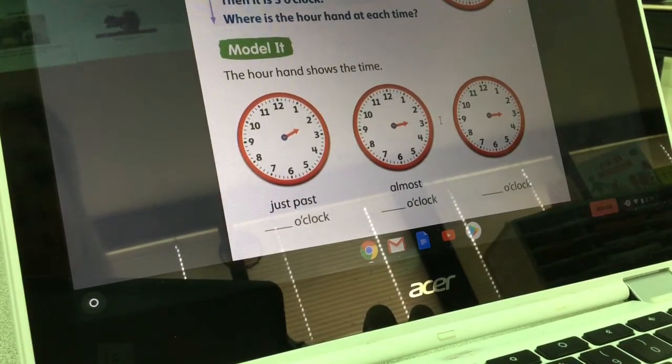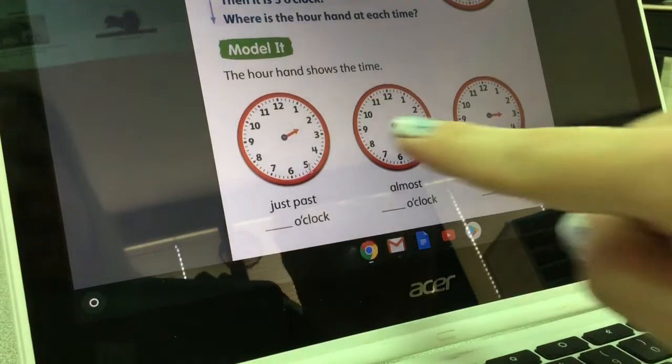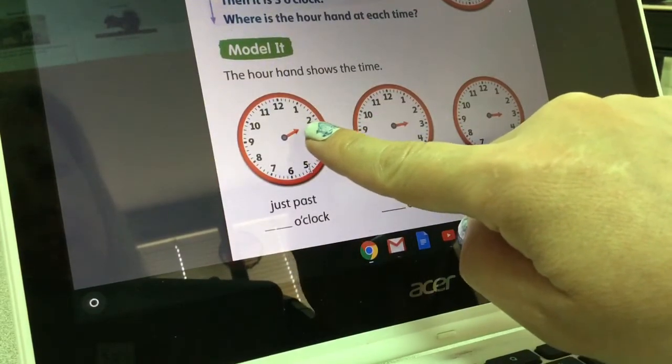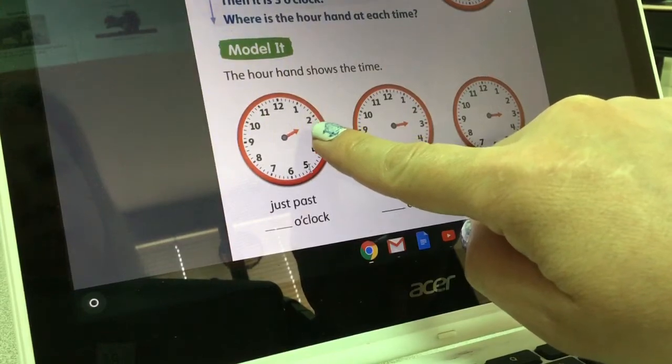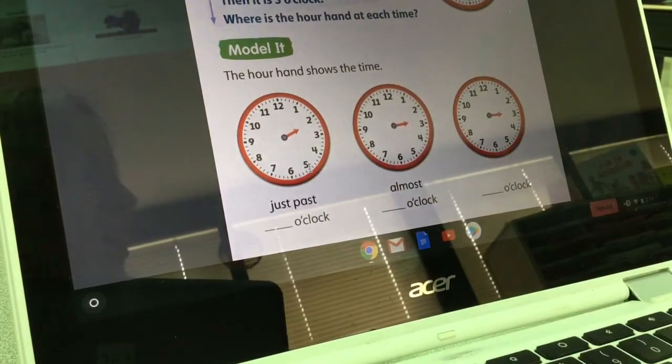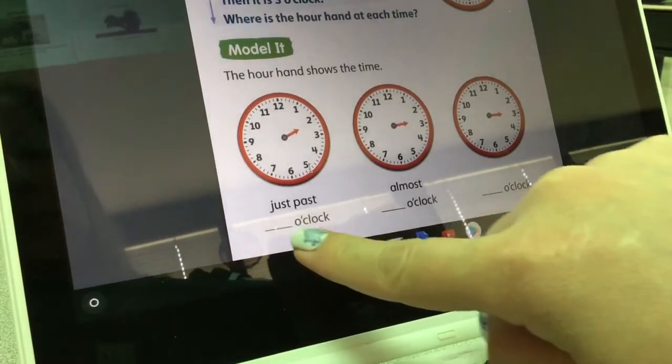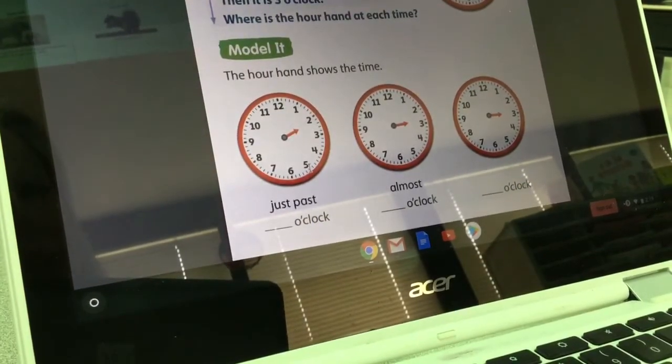Okay, so we're looking at our clocks here. The hour hand shows the time. So it says just past o'clock. Well, if I follow with my finger, the hour hand is not perfectly on the 2, it's a little bit below it. So that tells us just past 2 o'clock. Go ahead and put a 2 on that line to show just past 2 o'clock. Again, we see that the hour hand is not perfectly on the 2, it's a little bit past it. So just past 2 o'clock. We wouldn't say just past 3 o'clock because the hour hand has not gotten to the 3 yet, it's before it at this point.